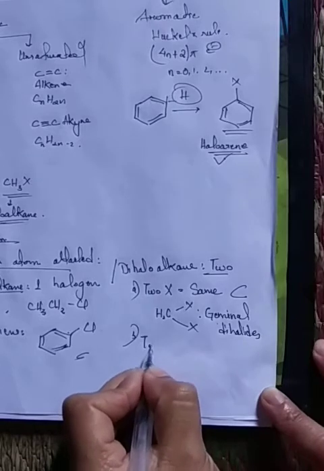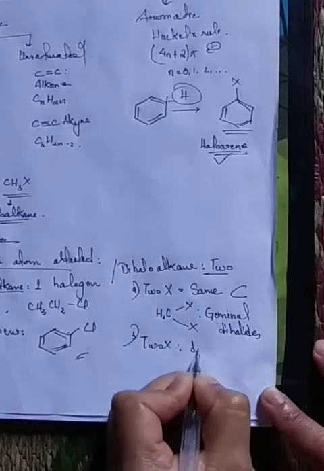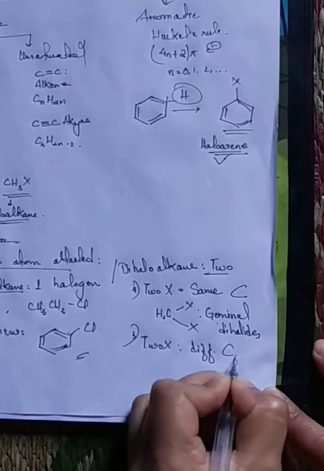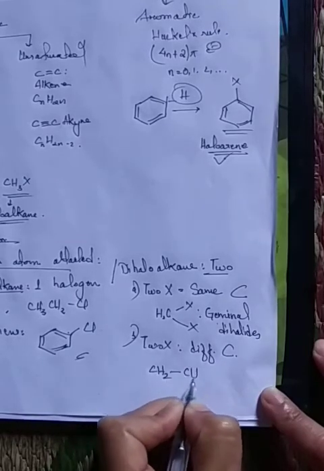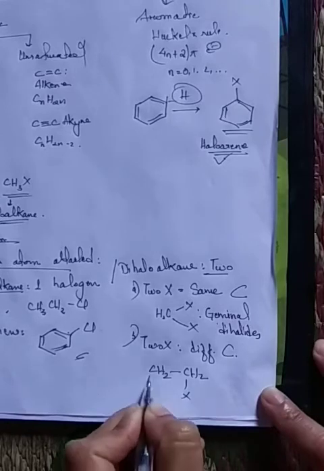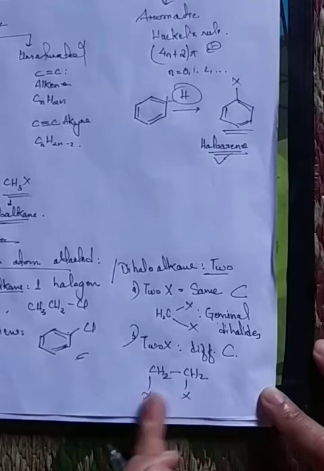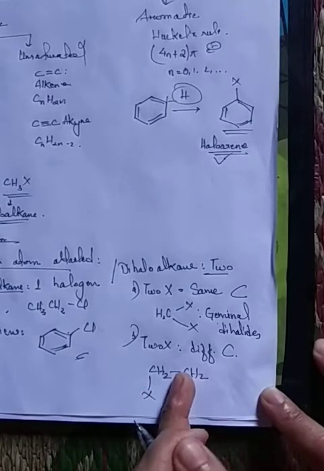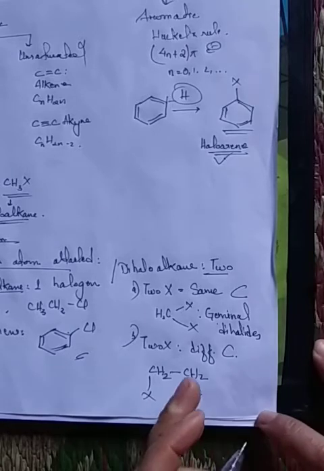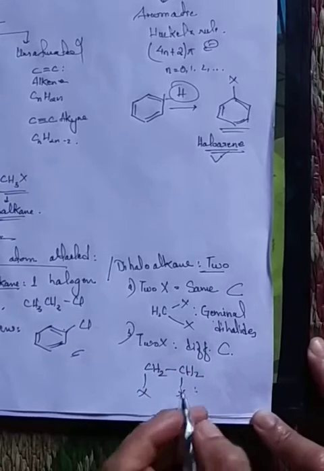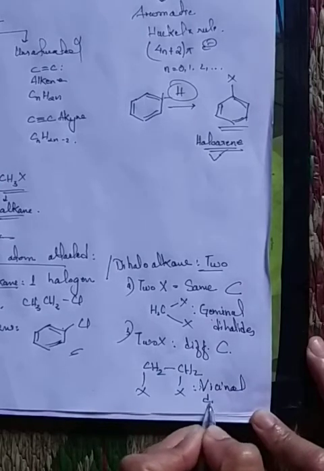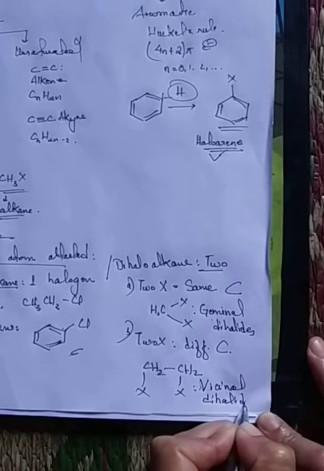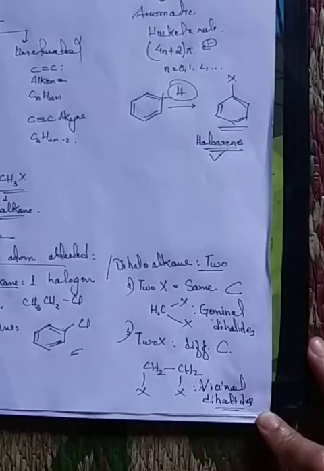The second one is if the 2 halogen atoms are attached to different carbon atoms. For example, CH2X-CH2X. The 2 halogen atoms are attached to 2 different, adjacent carbon atoms, that means to the 2 vicinal carbon atoms. It is known as vicinal dihalides.